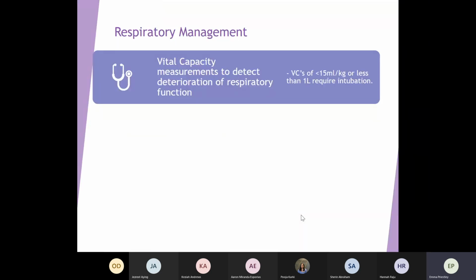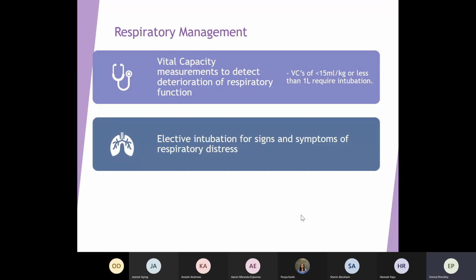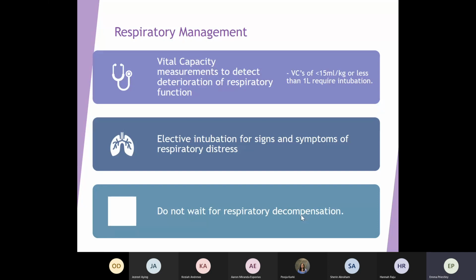From a respiratory management point of view, if someone's on the ward and they've got a vital capacity of less than 15 mils per kilo, or less than a litre, and less than a litre means much more to me than 15 mils per kilo, then they are going to need intubation because they're not going to be able to clear their CO2 and they're not expanding their chests enough. Elective intubation is often better than an emergency crash intubation when their CO2 has risen. Let's not wait for the decompensation. If their VC is low, you know they're going to get worse. Their bodies haven't got the capacity to deal with this, so they're going to decompensate.